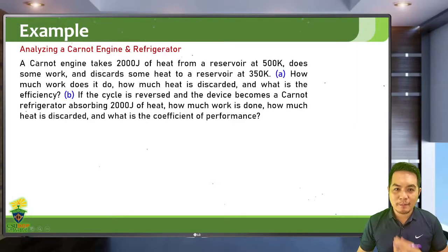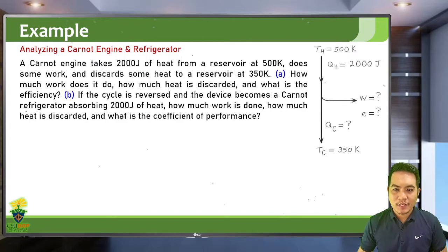So let's have an example of a Carnot engine and a refrigerator. So you have a Carnot engine. It takes 2000 joules of heat from a reservoir at 500 Kelvin, does some work, and discards some heat to a reservoir at 350 Kelvin. So the higher temperature is 500 Kelvin. The lower temperature, the colder region, is 350 Kelvin.